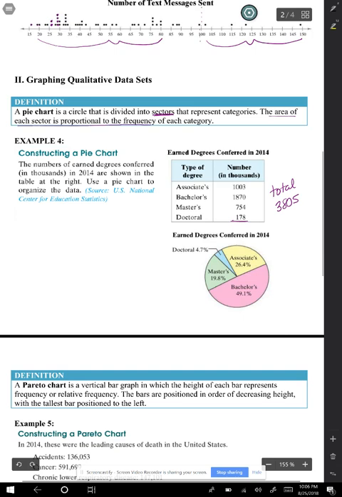You'll notice that these are all percentages. So what you're going to need to do is find percentages. And remember that a percentage is a part out of the whole. So what part are associates out of the whole?